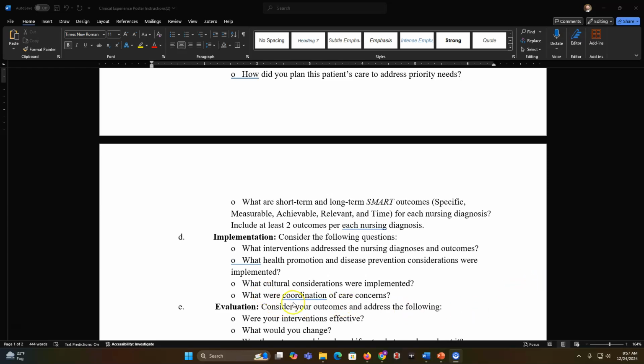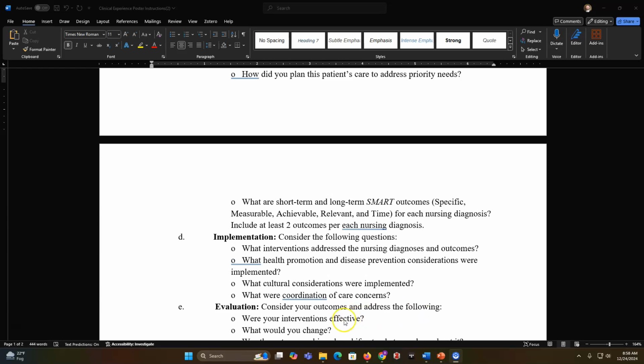And then who was involved with coordination of care? I'm guessing provider, RT, speech, PT, OT, case management, etc. So talk about that coordination of care, who's all involved, and what your role was.